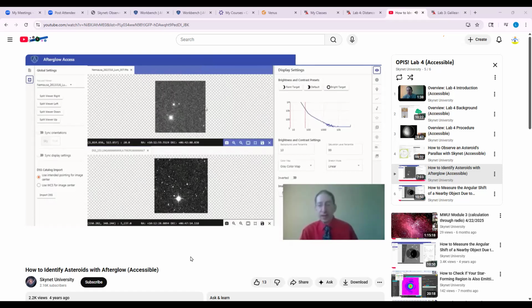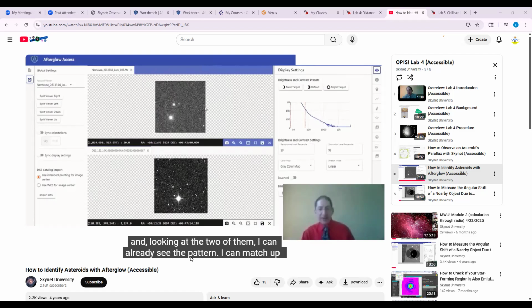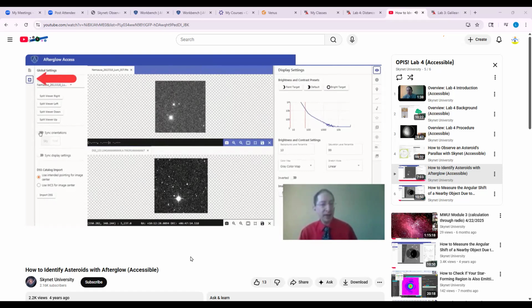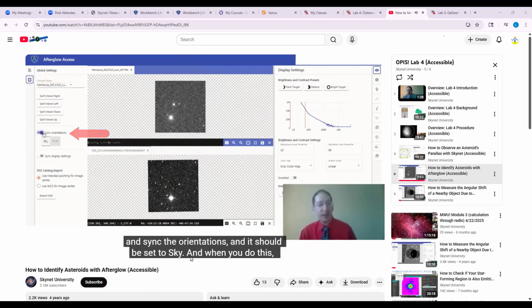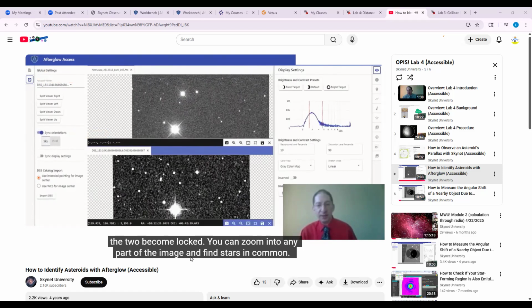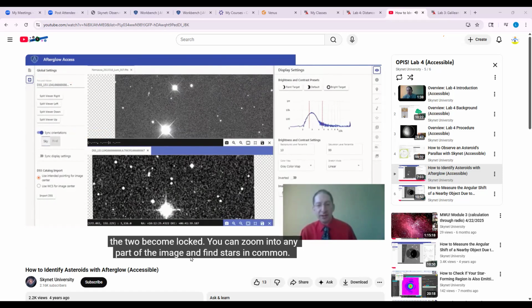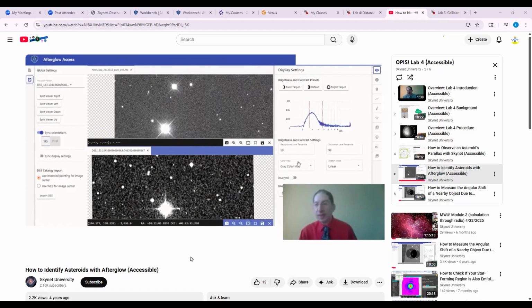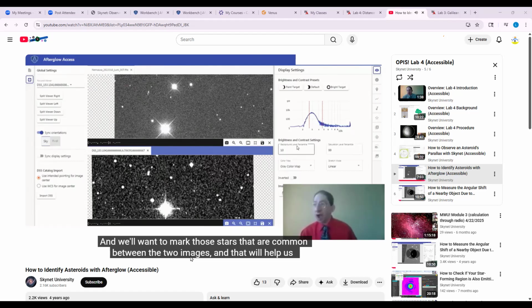Looking at the two of them, I can already see the pattern. I can match up stars across the two images. To help with that, we go back to the gear symbol and sync the orientations, and it should be set to sky. When you do this, the two become locked. You can zoom into any part of the image and find stars in common. We'll want to mark those stars that are common between the two images, and that will help us find the one point of light that is only in our image and not in the archival image. And that is, of course, the asteroid.